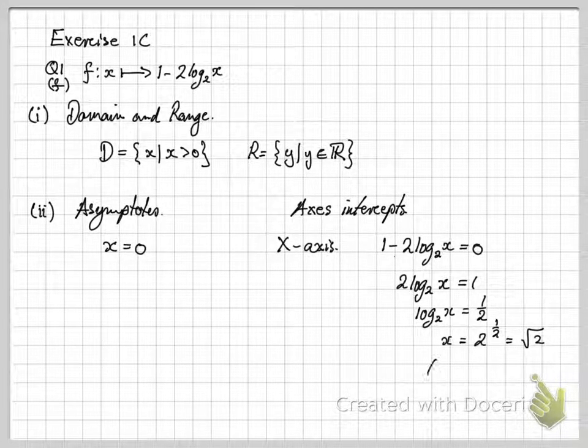So the x-axis intercept is at root 2, and there is no y-axis intercept because x must be greater than 0. So we can't have x equal to 0, no y-axis intercept.